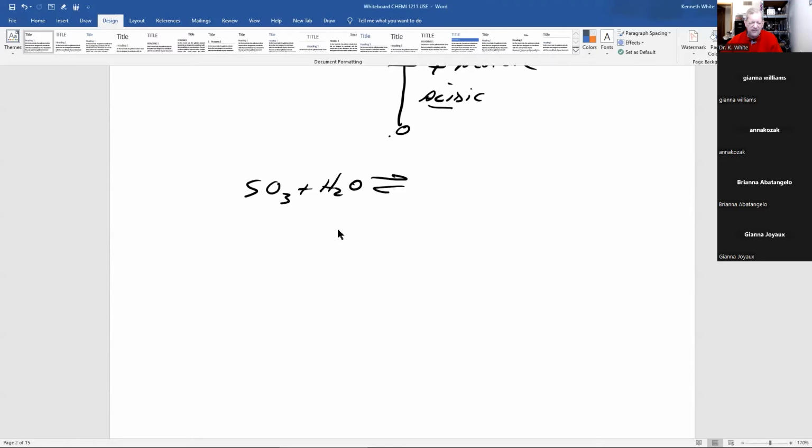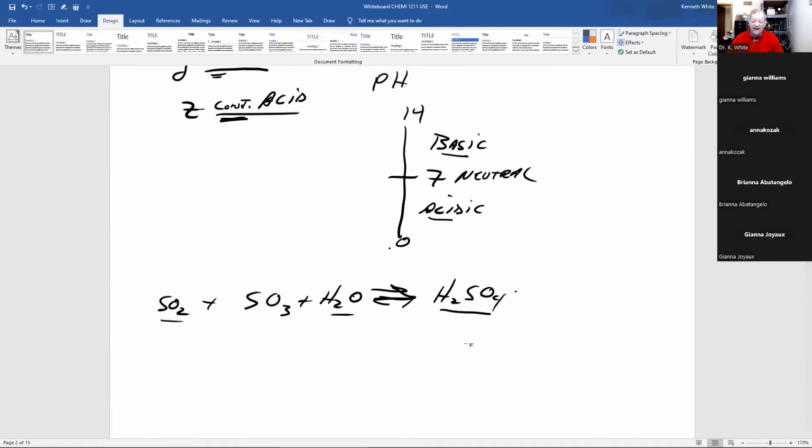And I'm not going to balance this, but it's mainly this direction, will give you sulfuric acid. And also this sulfur dioxide mainly. And these react with the water in the air, in the clouds. And when it interacts with the water, it forms sulfuric acid. And when it rains, the water contains sulfuric acid, which makes it acidic and causes serious problems.